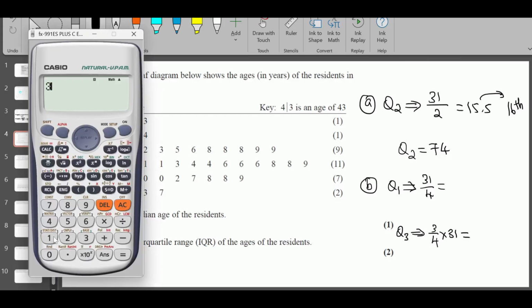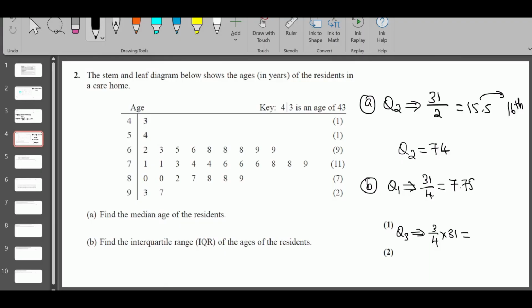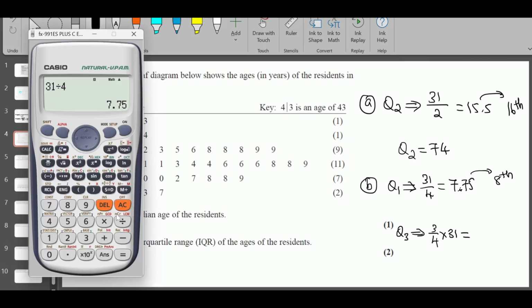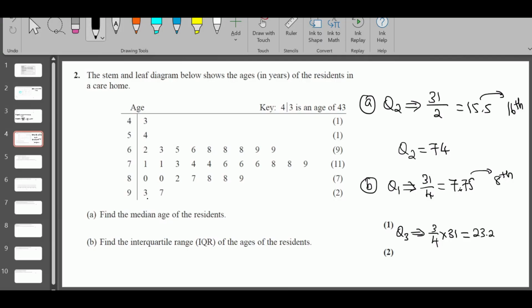So 31 over 4 is 7.75. So you need to take the 8th entry. For Q3, 7.75 times 3 is 23.25. So we take the 24th entry. So Q1 is the 8th entry: 1, 2, 3, 4, 5, 6, 7. The 8th entry is 68.